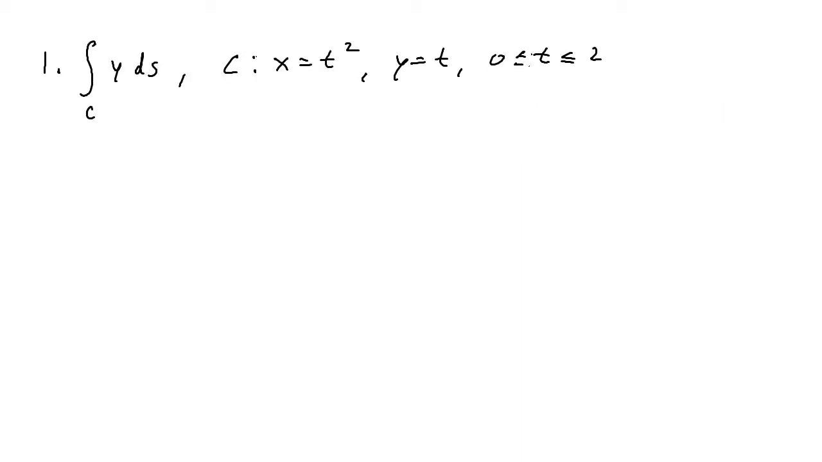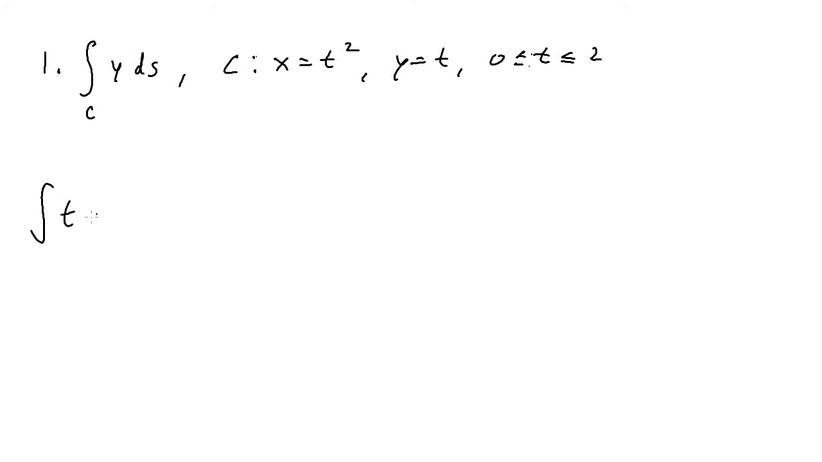So for number one, let's evaluate the line integral. So we have the integral along c of y times ds, and so c is described by two parametric equations, x equals t squared and y equals t, and the t bounds or t ranges from 0 to 2. So the first thing we would do is start off by replacing everything inside the integral with the parametric equations. So y is obviously equal to t, so we're going to replace y with t. So we have the integral of t times ds.